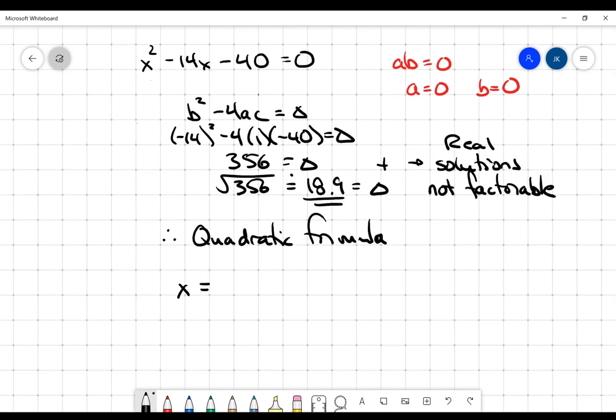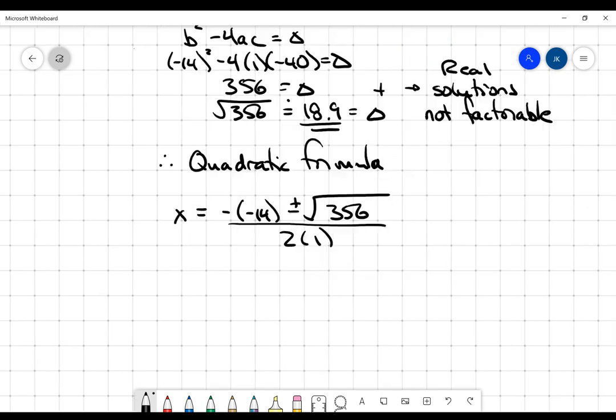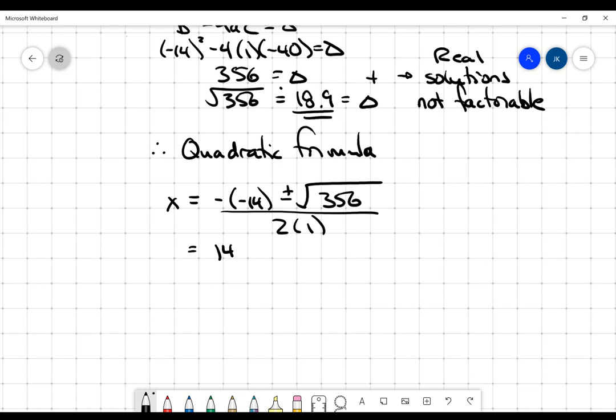So here we go. So x is now going to equal the negative of negative 14, plus or minus the square root. And I've already figured out, remember, the discriminant fits underneath that radical symbol here. That's 356. And this will be all over 2 times a, which in this case is 1. So this is going to be 14 plus or minus the square root of 356, over 2.